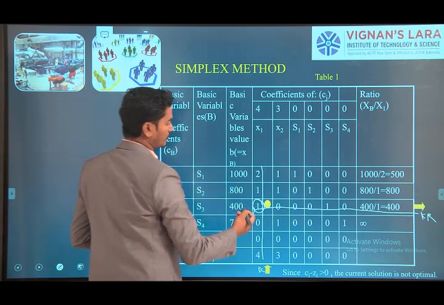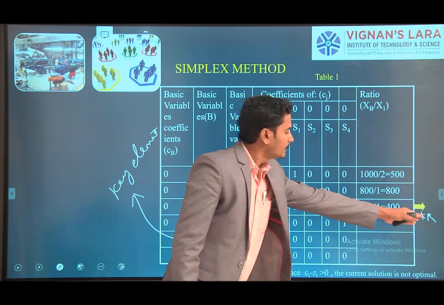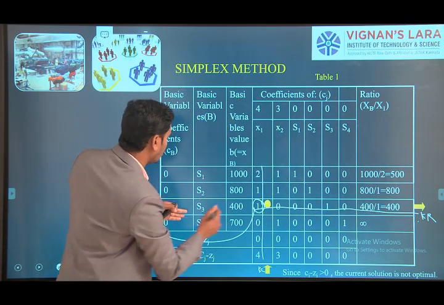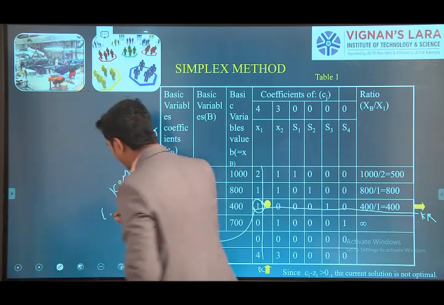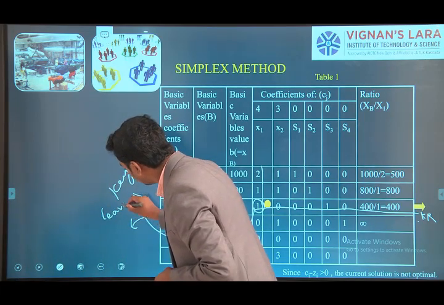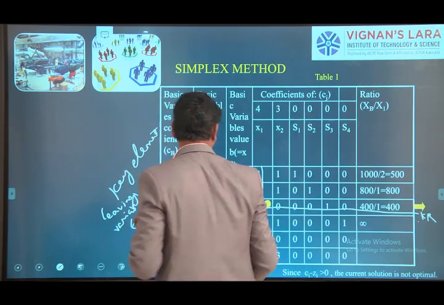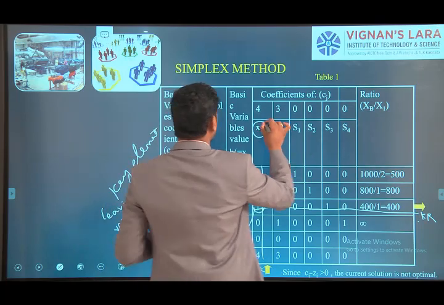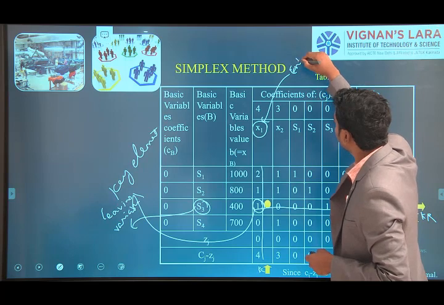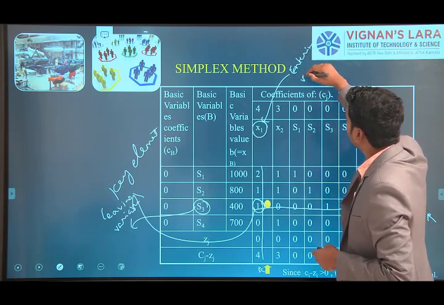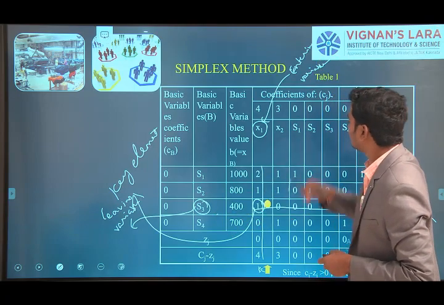Next, in the key row we have one variable. That variable is called the leaving variable. And in the key column, we have one variable. That variable is called the entering variable. For the next iteration, we have to replace S3 by X1.